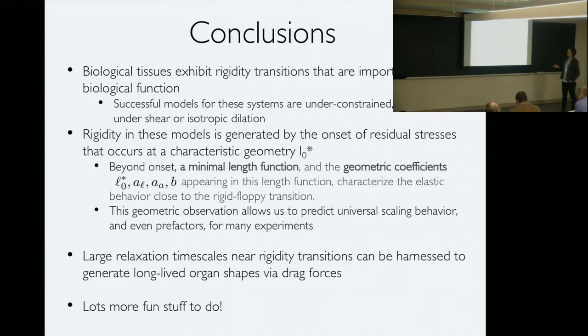And then the critical new thing, I think, is that there's a minimal length function, we think, that describes all of this behavior, and that gives rise to a bunch of scaling laws that make unifying predictions about a lot of experiments in both acellular and cellularized tissues. Large relaxation timescales that occur near these rigidity transitions can perhaps be harnessed to generate long-lived organ shapes via drag forces, and there's a lot more to do.